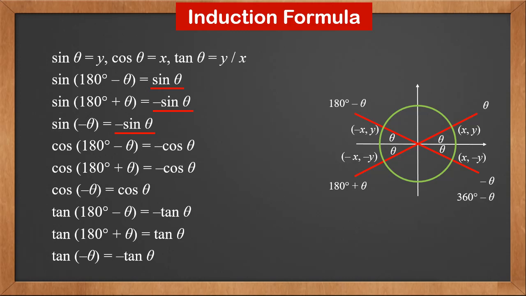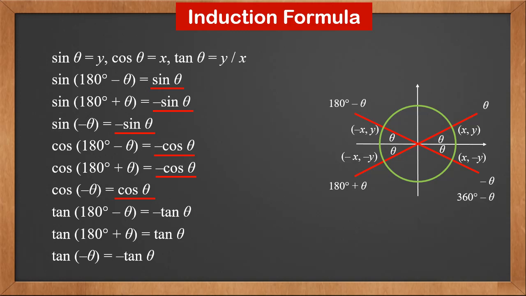180 degrees minus theta is in the second quadrant, and cosine is negative in the second quadrant. So cosine 180 degrees minus theta is minus cosine theta. 180 degrees plus theta is in the third quadrant, and cosine is negative in the third quadrant. So cosine 180 degrees plus theta is minus cosine theta. Minus theta is in the fourth quadrant, and cosine is positive in the fourth quadrant. So cosine minus theta is cosine theta.